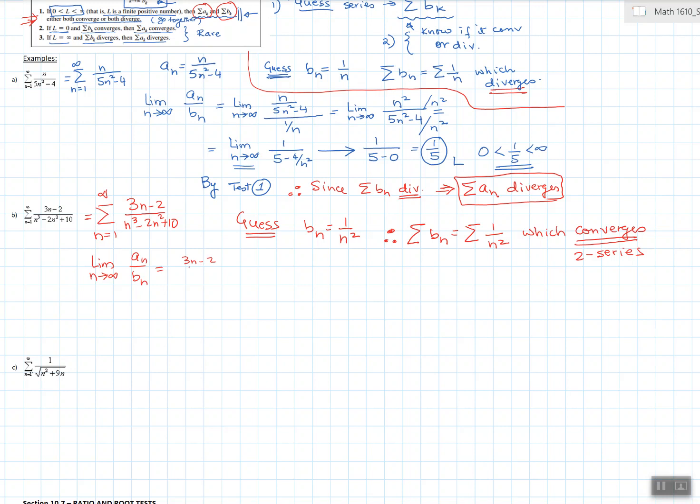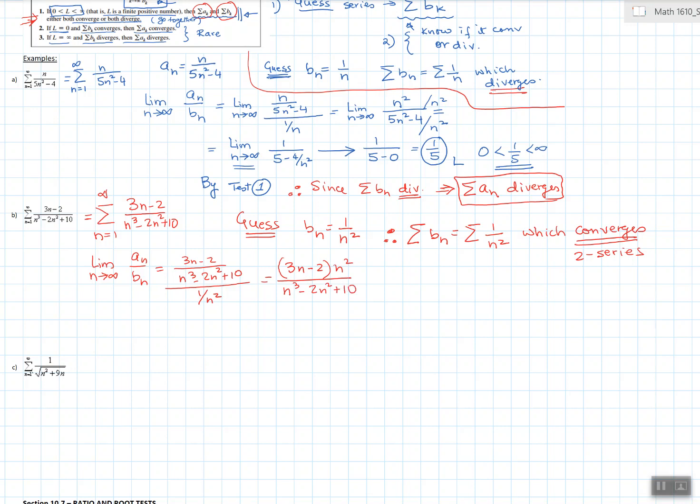3n minus 2 over n cubed minus 2n squared plus 10. Now this whole thing has to be divided by 1 over n squared. So by flipping the denominator, n squared comes up and we are left with this fraction.